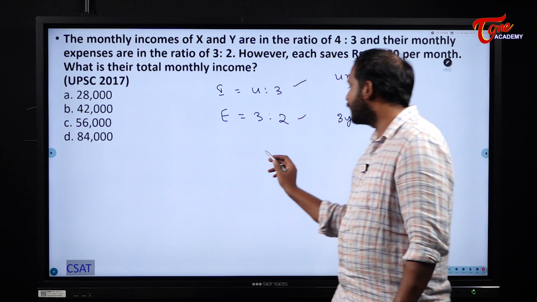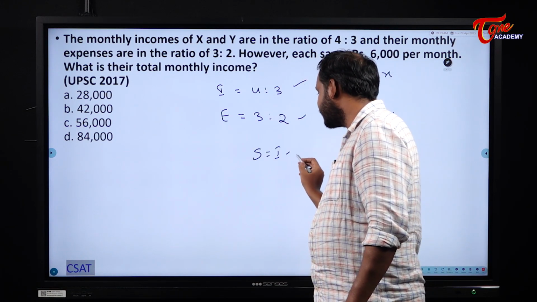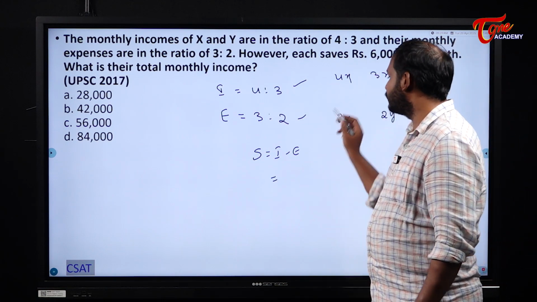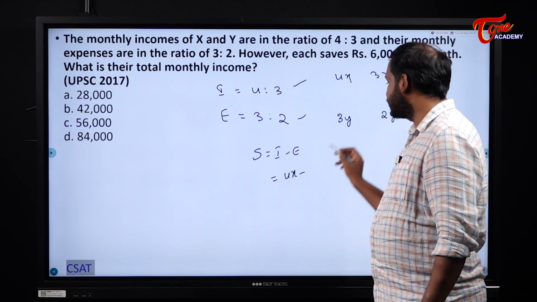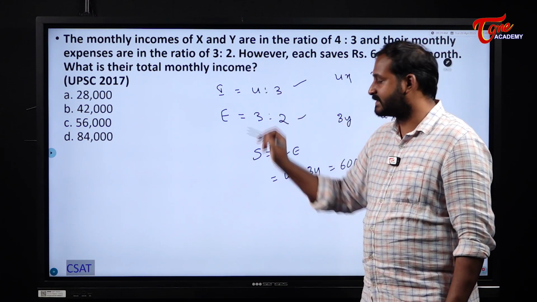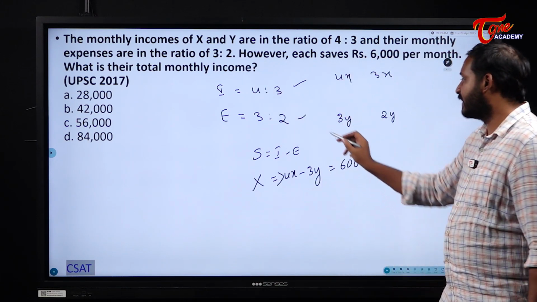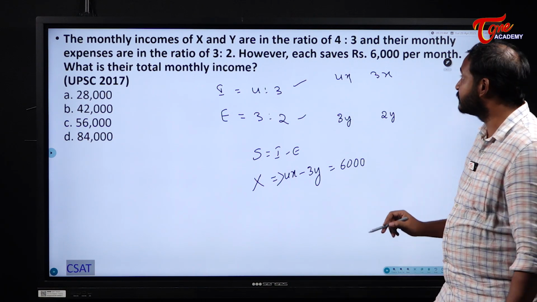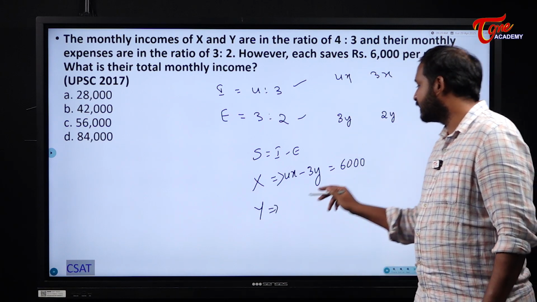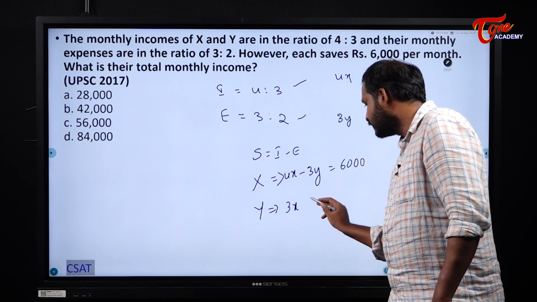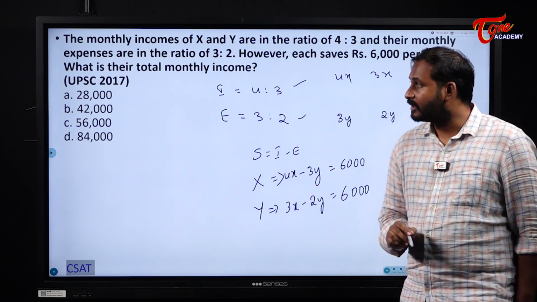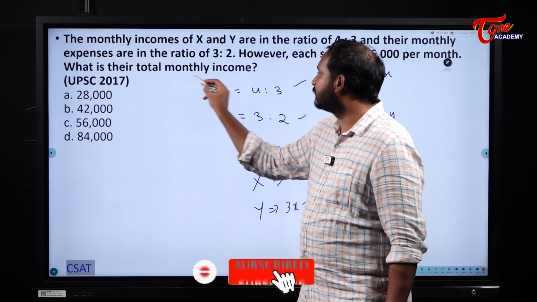Now how will you write the savings, students? Income minus expenditure is savings. What is the income you have here? 4x for the first person, and his expenditure is 3y, and this value is equal to 6,000. So from the x perspective, 4x minus 3y is equal to 6,000. Similarly, from the y perspective, his income is 3x and his expenditure is 2y. So 3x minus 2y is equal to 6,000. Okay, two equations we got here. Now they are asking us what is their total monthly income.